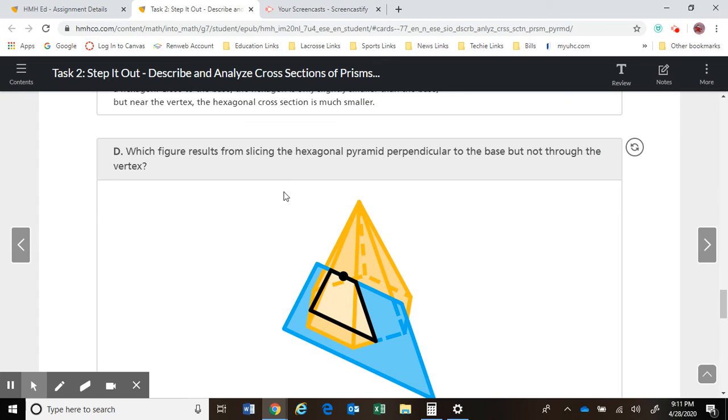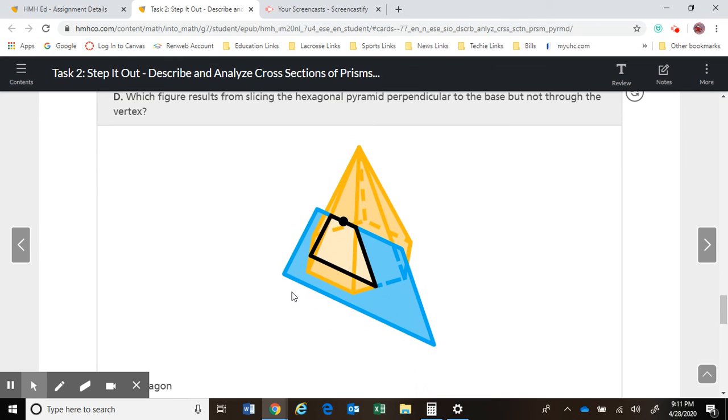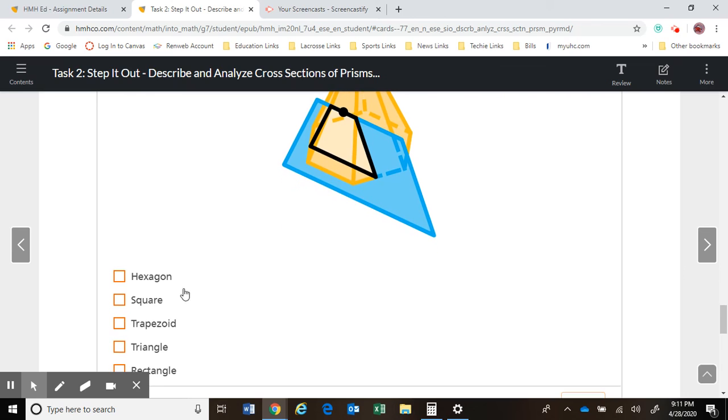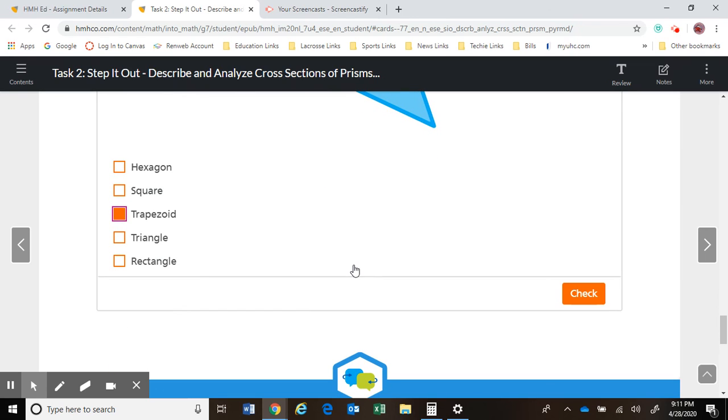Which figure results in slicing the hexagonal pyramid perpendicular to the base, but not through the vertex? So they didn't go through the center of it. That is a trapezoid. So it does matter where you go through.